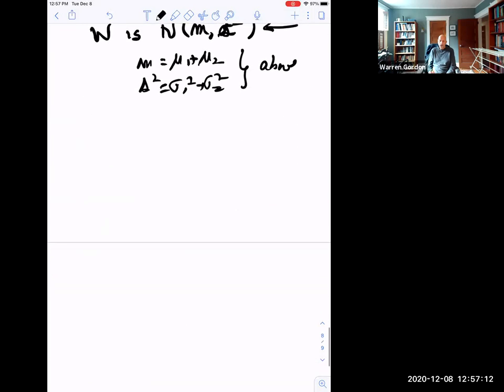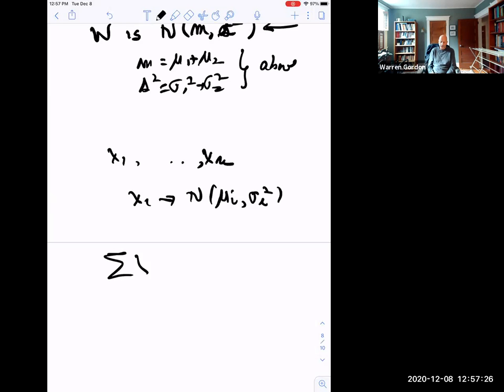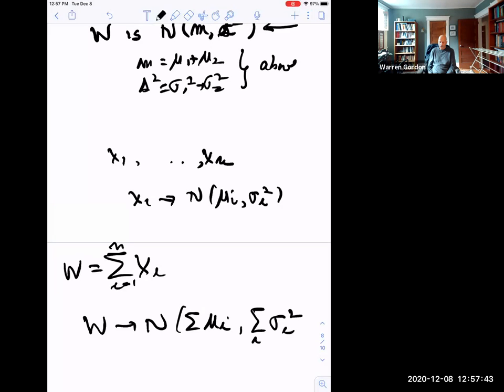And by the way, if you wanted to, you could generalize this proof if X1 through X sub n, each of these is normal with mean mu sub i and variance sigma sub i squared, then the sum of all of these, W, is normal. Its mean is the sum of all the means, and its variance is the sum of all the variances. So this immediately generalizes to any number of independent random variables.